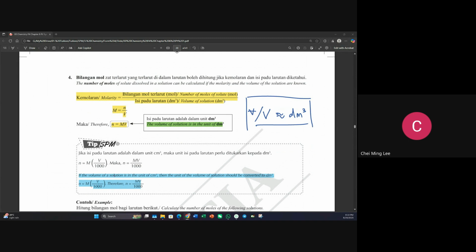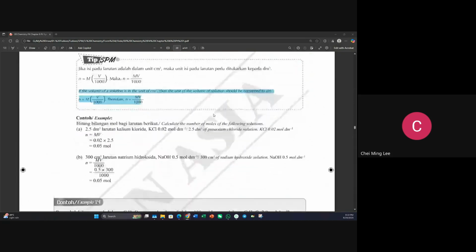If the volume of the solution is given in cm cube, then we should convert the volume to dm cube. So it will become MV over 1000. So sometimes we get MV over 1000 if it gives you cm cube. This one we already mentioned just now, so I didn't ask you to copy.